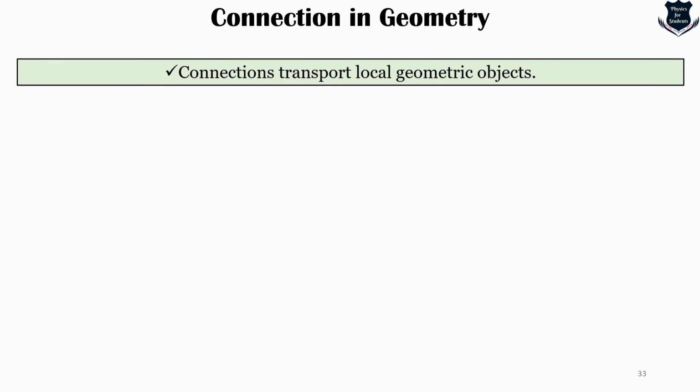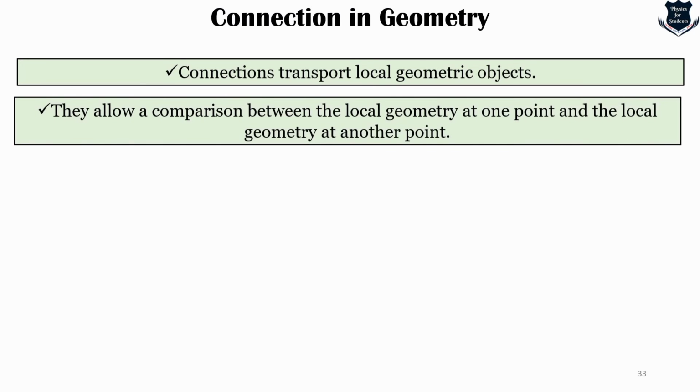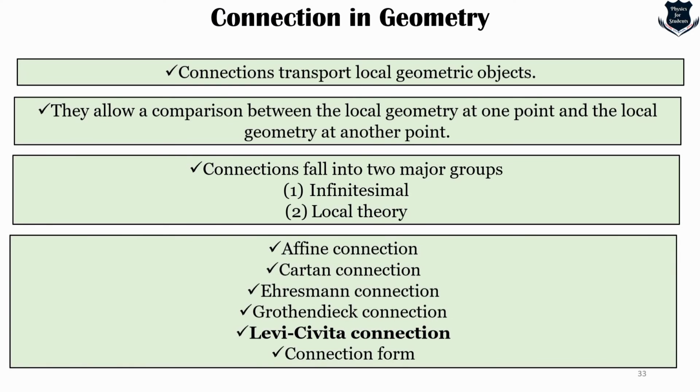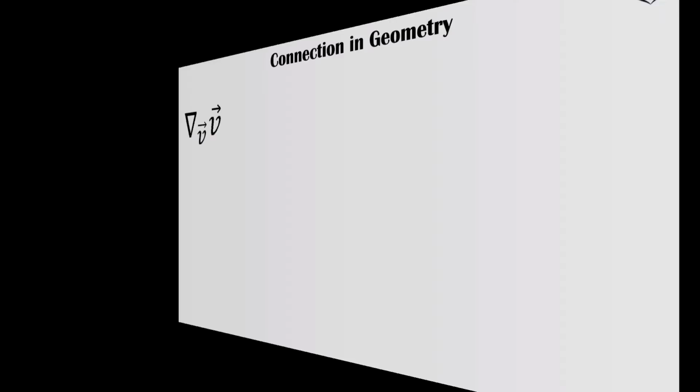So connections are basically local geometric objects. They allow a comparison between local geometry at one point and local geometry at another. There are two types of connection, one which measures infinitesimal symbols and another which measures local theory. These are the different types of connections. However, we are just dealing with the Levi-Civita connection, just to tell you what connections actually are.